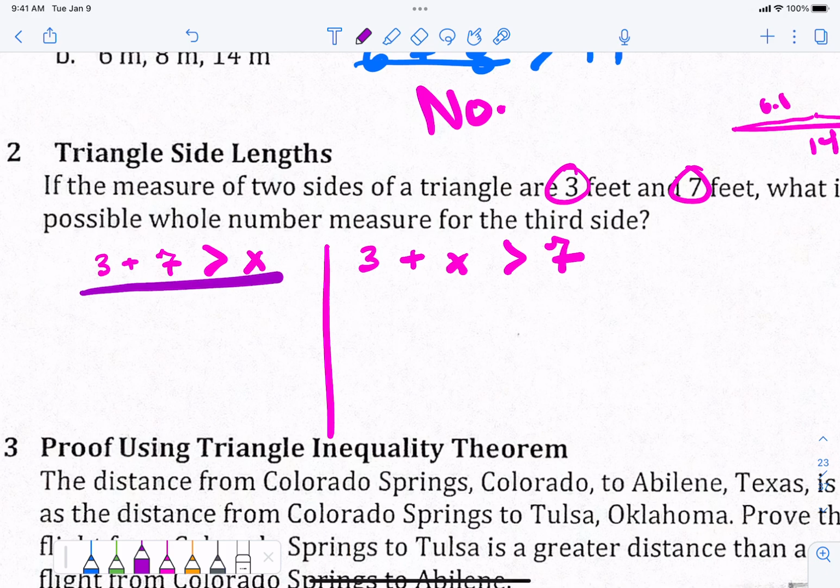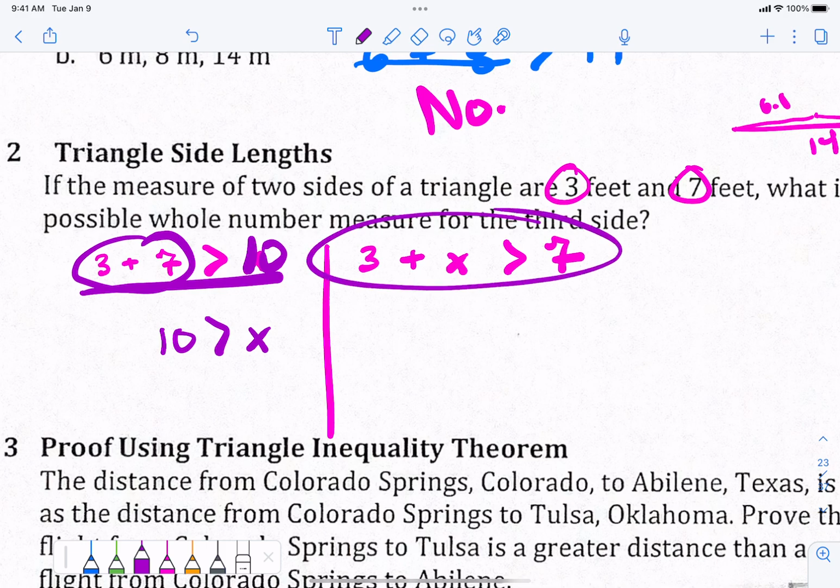small sides, and I add 3 and 7 together, x has to be smaller than how much? 10. Smaller than 10, right? It can't be 10 exactly, because if this was 10, then these two would be a flat line. So it has to be something smaller than 10, like 9.9 or 9.8 or 9.7, right? Now, if I have this case going on, how do I find what x can be there?